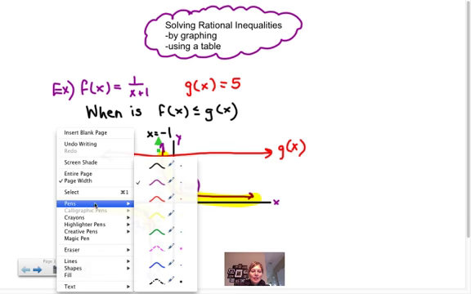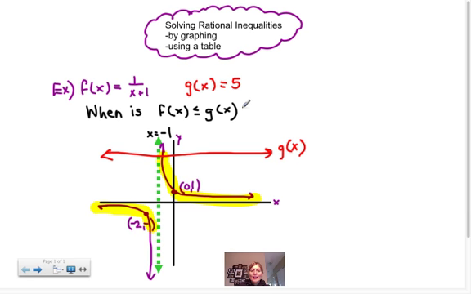Let's see if we can answer this question. So f(x) is less than or equal to g(x) when my x values go from -infinity all the way up to the asymptote. And then they have to stop because nothing's happening at this vertical asymptote. So from -infinity all the way up to -1, the function is less than or equal to. And because it doesn't actually hit -1, we're going to use a round bracket.